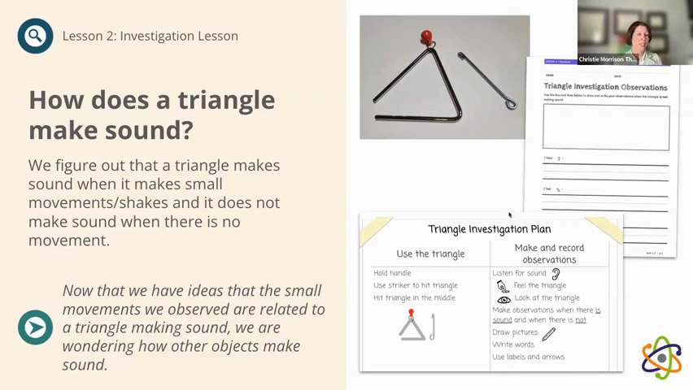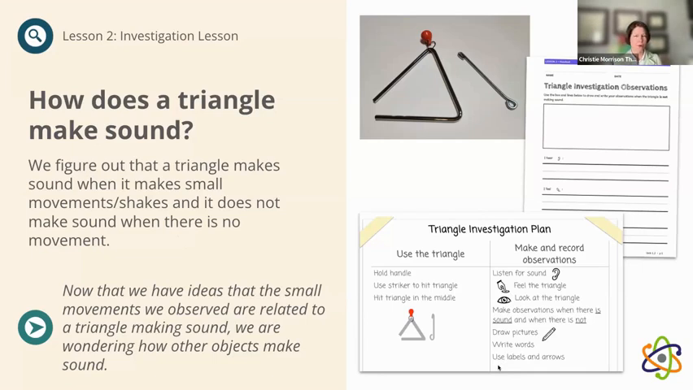The triangle investigation plan that we co-construct becomes a scaffold that helps us make decisions about using materials and making and recording observations in future lessons. Our observations during our investigation provide evidence that the triangle makes sound when it is moving or shaking, and it does not make sound when it is not moving.